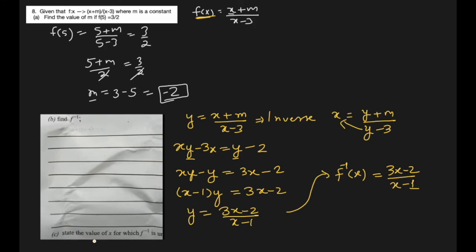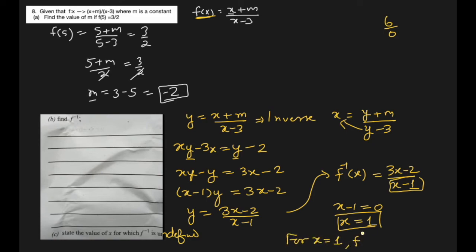Next, state the value of x for which the inverse is undefined. That's the question. It will be undefined if the denominator is 0, right? Anything, let's say 6 divided by 0. Is it possible? No, it is undefined. So that means x minus 1 has to be equal to 0, for which the inverse of the function will be undefined, and this is the answer. For x equal to 1, f inverse x is undefined.